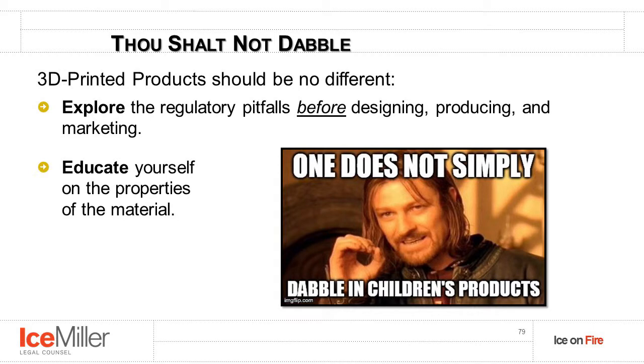So what's the takeaway point in this? Just because you have the technology to change from one product line to the other very quickly, thou shalt not dabble. And as Boromir tells us, especially not in children's products, you really need to start from the same position that you would if you were going to make a new product line in a less easy way.